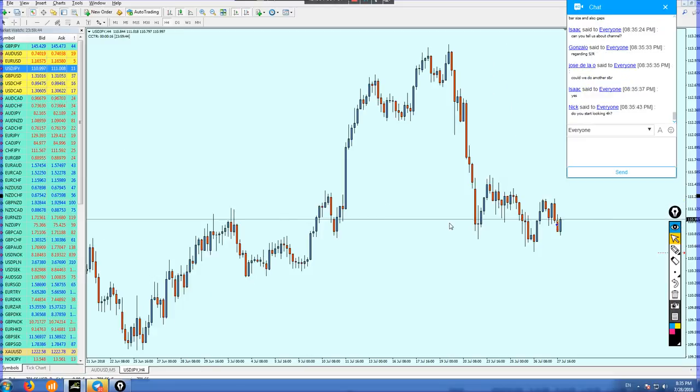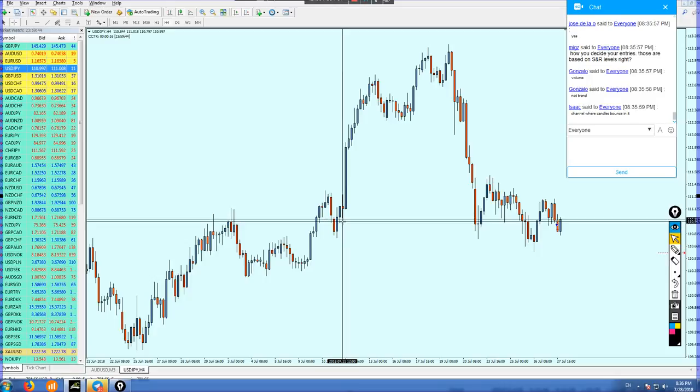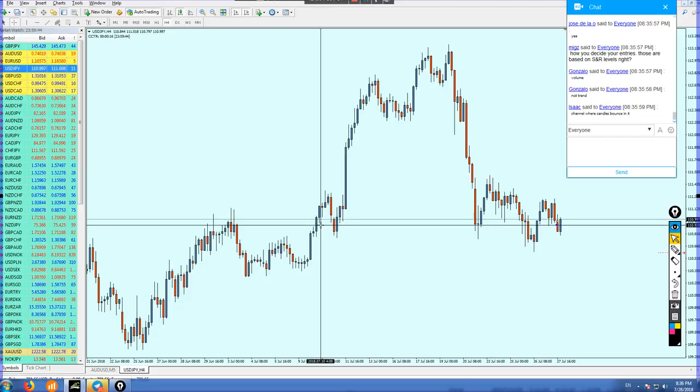Okay, you want to see another example of support and resistance zone? I'm just using the 4-hour chart because the 4-hour chart is more accurate if you want to trade support and resistance. You cannot rely on 1 minute or 5 minute or 15 minutes. If you want the most accurate trade, you should go to the 4-hour.